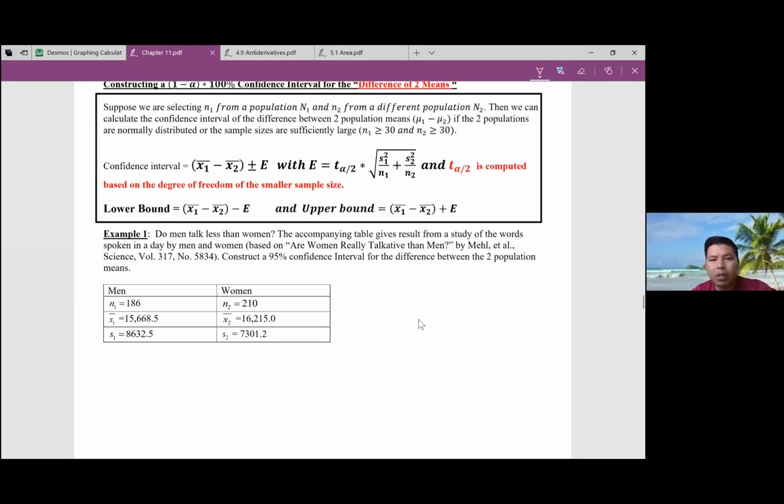Okay, so x1 bar is given, and x2 bar is given, and s1 is given, s2 is also given. The only thing we need to figure out right now is how do I find the margin of error, right?